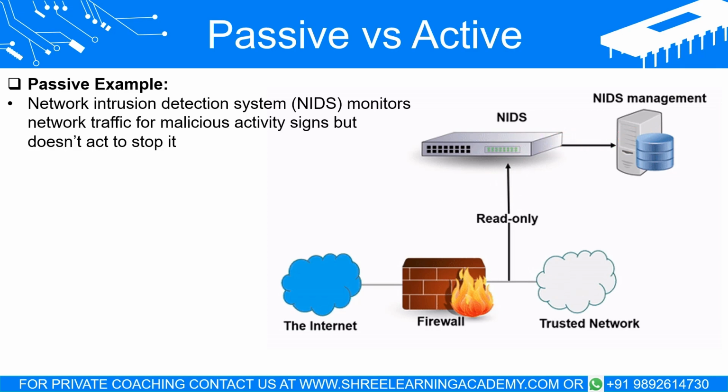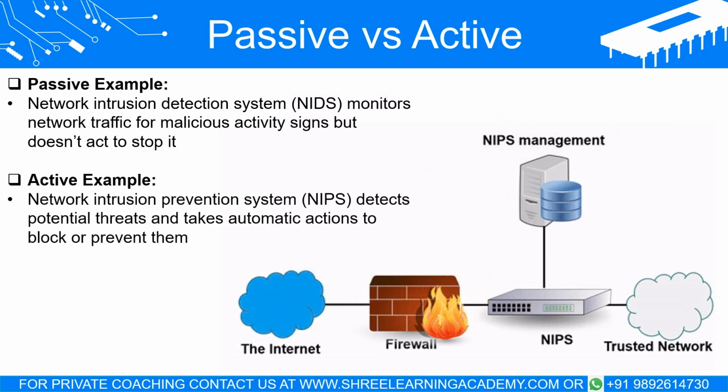For instance, a network intrusion detection system is a passive tool that monitors network traffic, looking for signs of malicious activity. When it detects a potential threat, it alerts the system administrator but doesn't take any action to stop it.